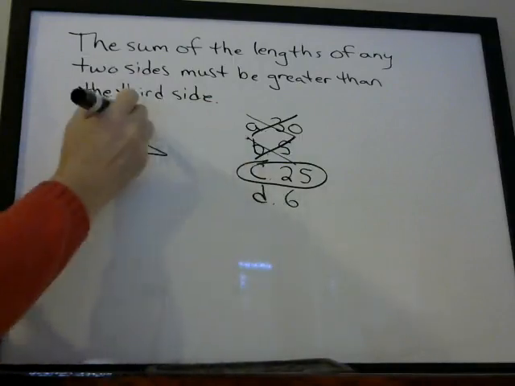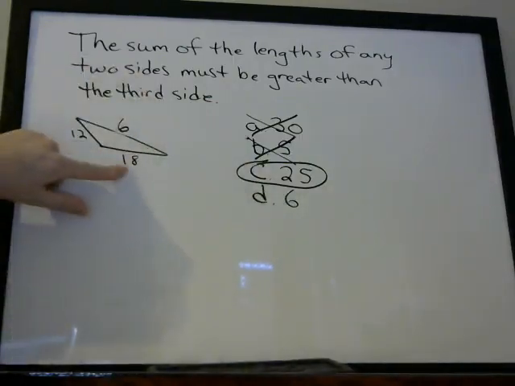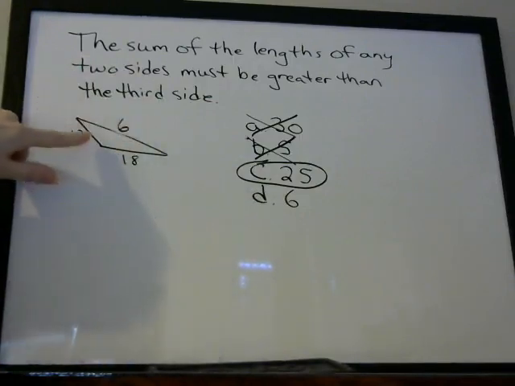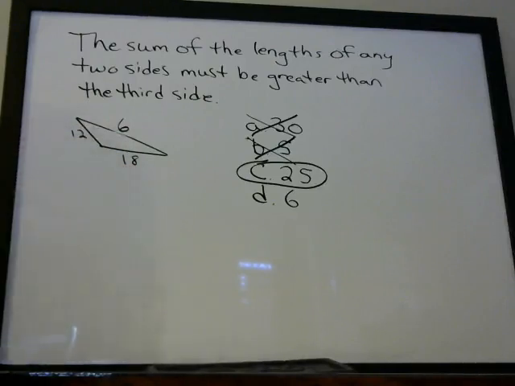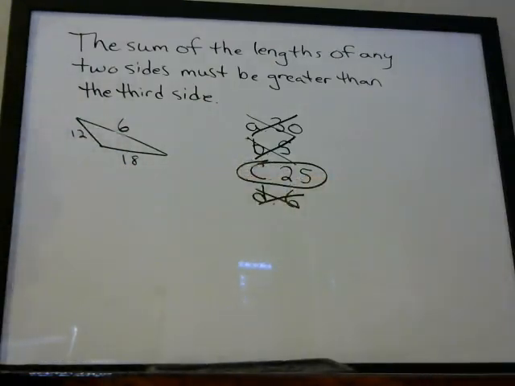Let's just try the last one just to see. Here, again, 12 plus 18 is 30. That's greater than 6, so that's good. 12 plus 6 is 18. Well, it has to be greater than 18, the third side. Since 18 equals 18, that's not the right answer.